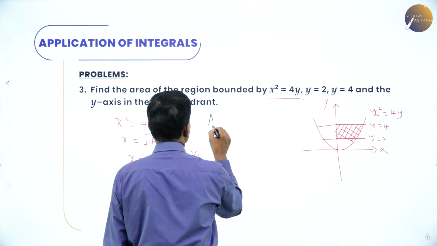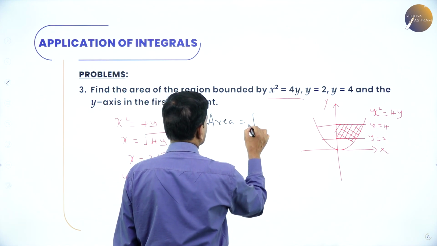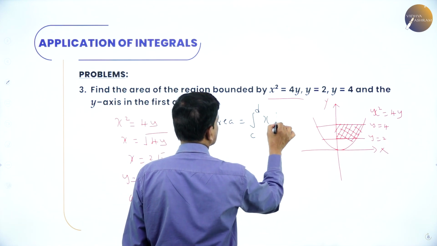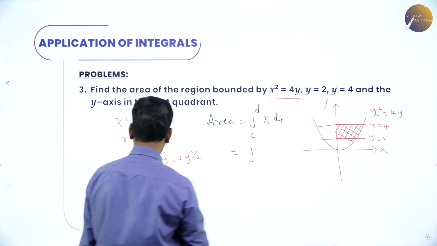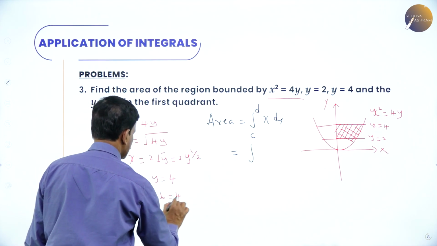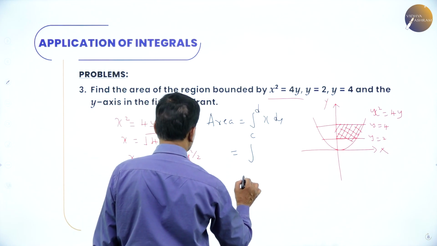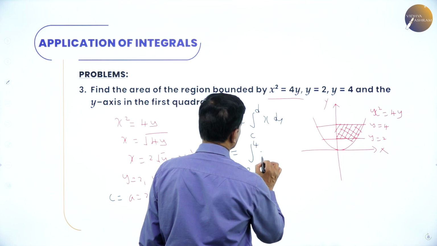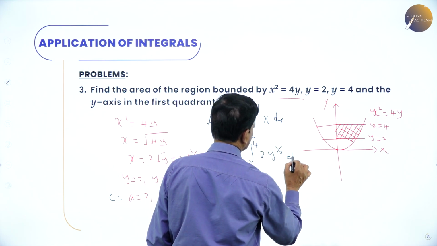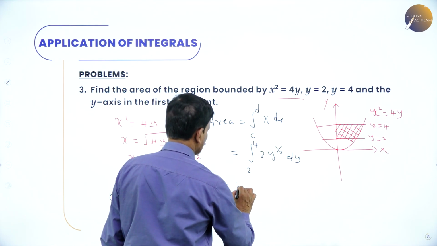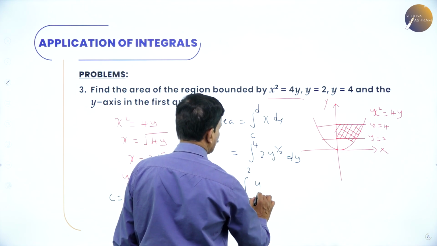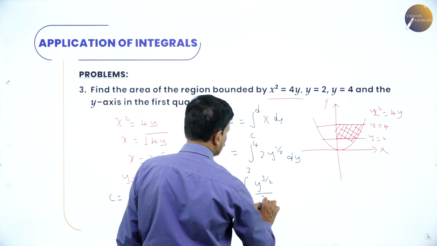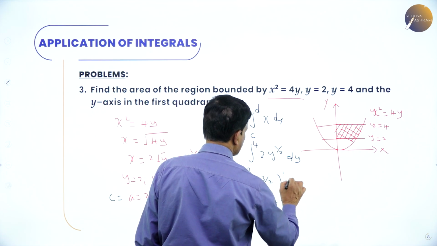Now therefore the area is equal to integral c to d x dy. You can call this c and this d. What is c to d? 2 to 4 x dy. What is x? X is nothing but 2 into y raised to 1 by 2 into dy. So 2 times integration of y to the power of half is y to the power of 3 by 2 divided by 3 by 2, between limits 2 to 4.